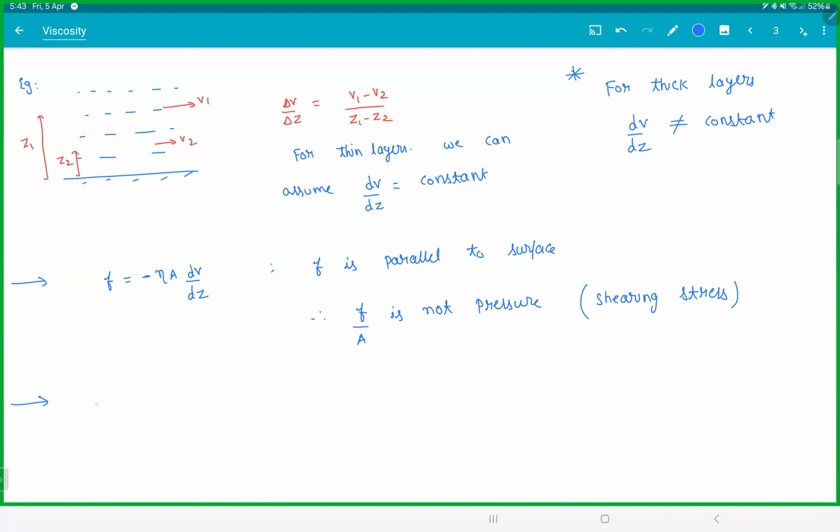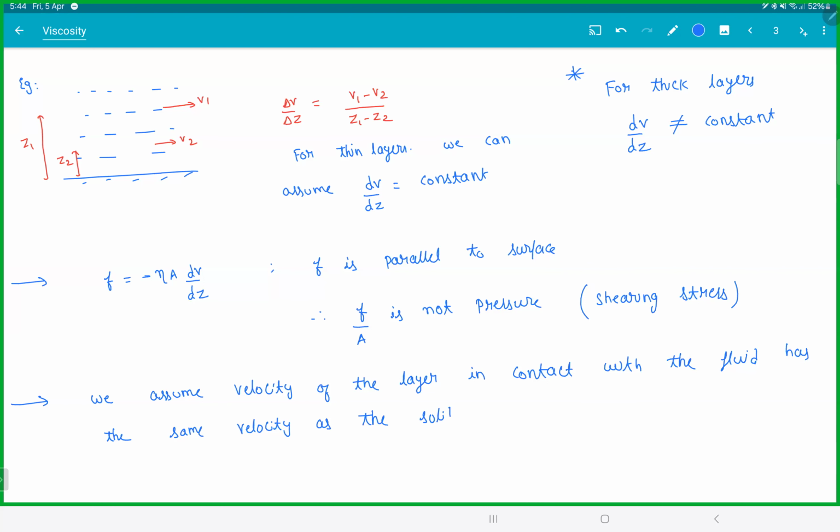And for the velocity profile, we assume, and this is mostly true, that the velocity of the layer in contact with the fluid has the same velocity as the solid surface. What is the meaning of that?